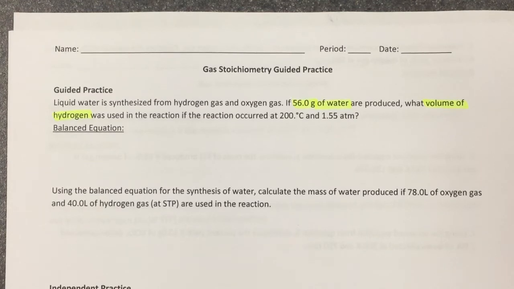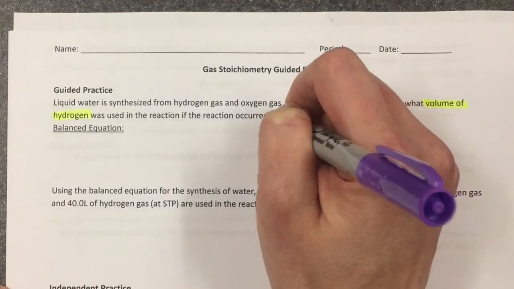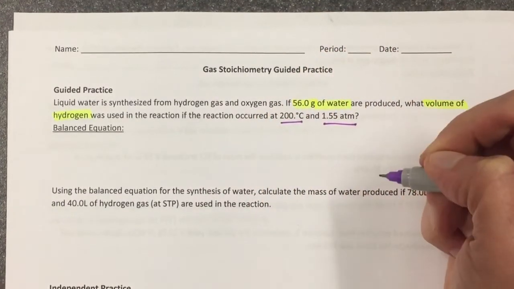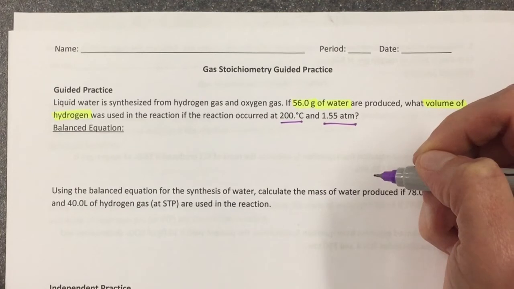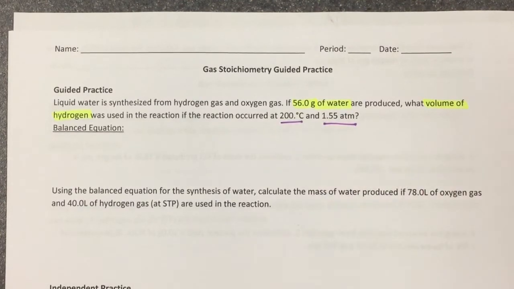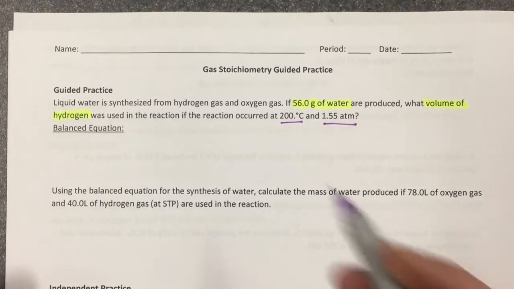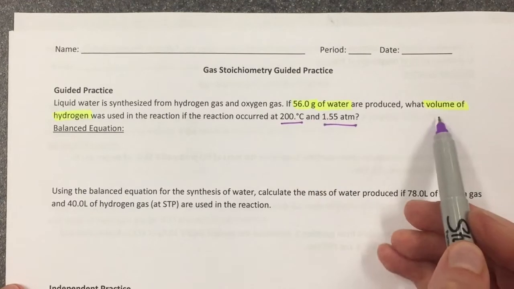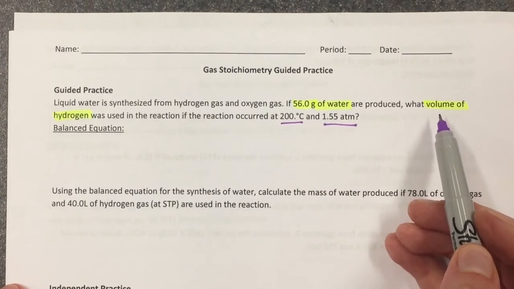All right, so first off, I said that you get to use a new conversion factor if the gas is at STP, which is 0 degrees Celsius and 1 atmosphere. If we look, those are not the conditions that we have for this particular problem, which means we don't get to use that conversion factor, 22.4 liters, okay? What we do have is a mass of water, and we need to calculate the volume of hydrogen that was used.